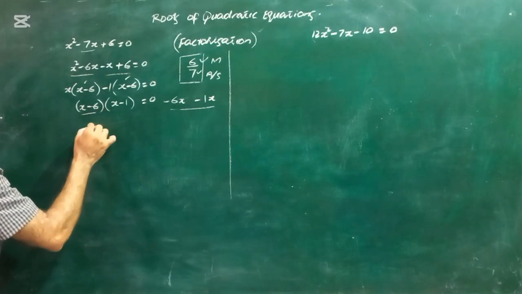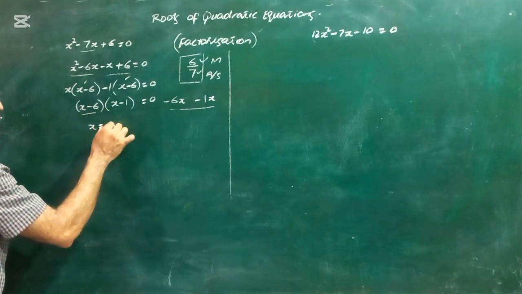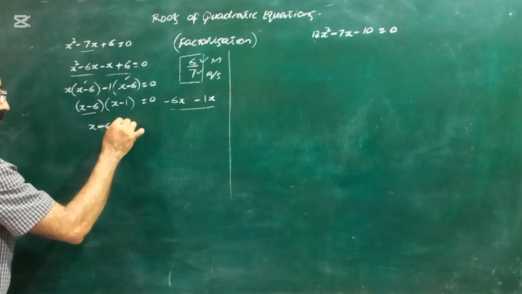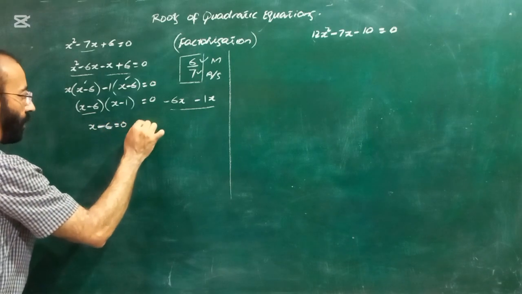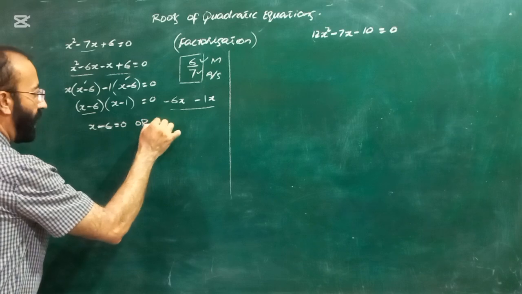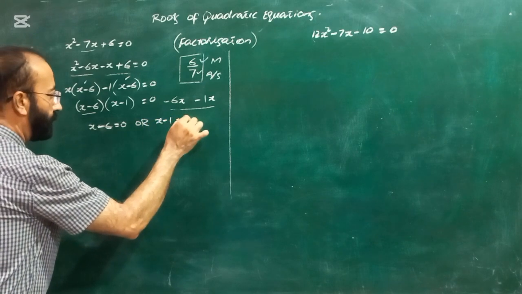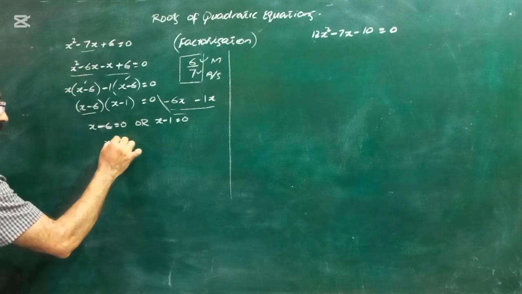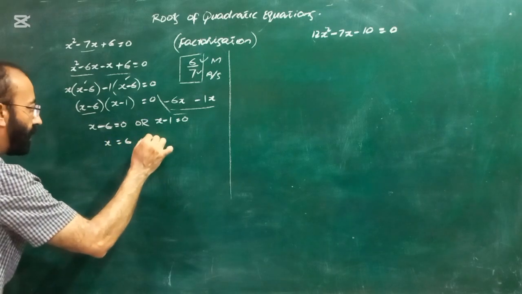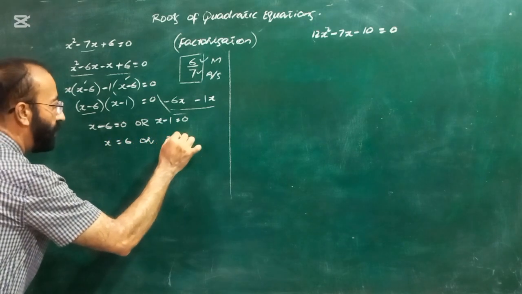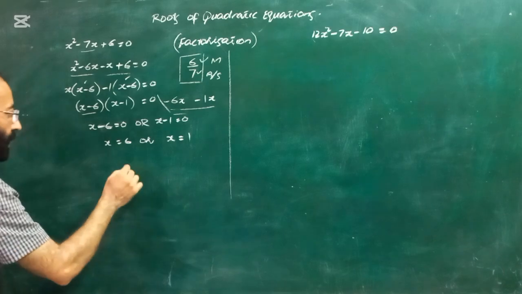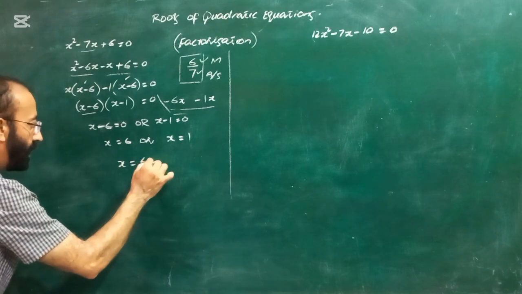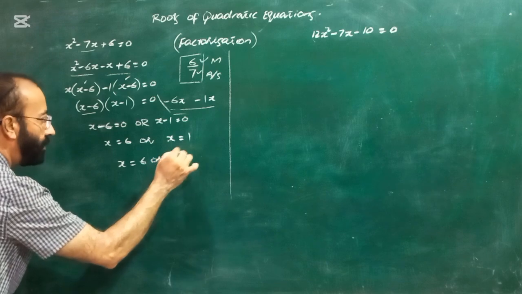From here, take the first bracket equal to 0, x minus 6 equal to 0, write or, and the second bracket equal to 0. From here, x will be equal to 6, and from here x will be equal to 1. So the answers for x are 6 or 1.